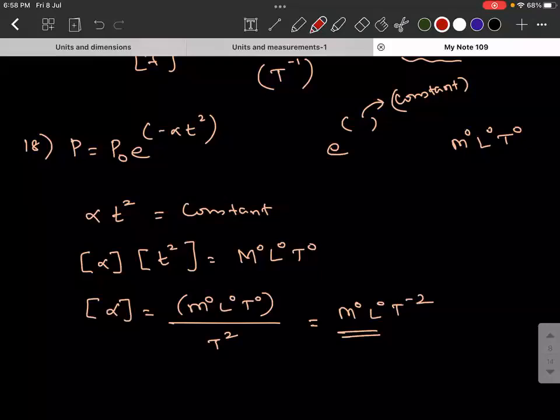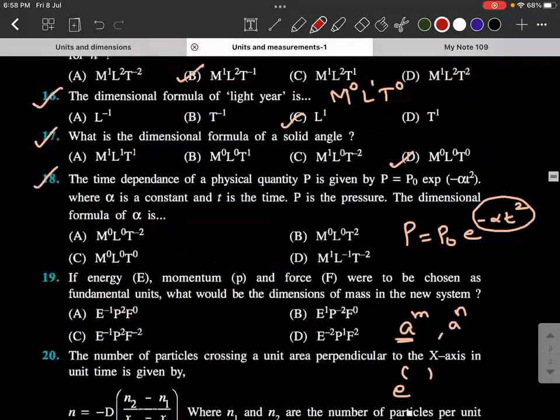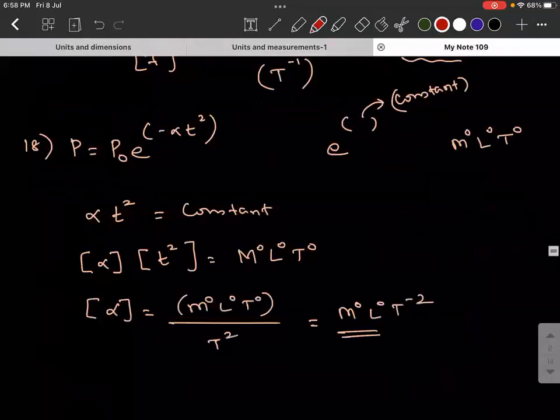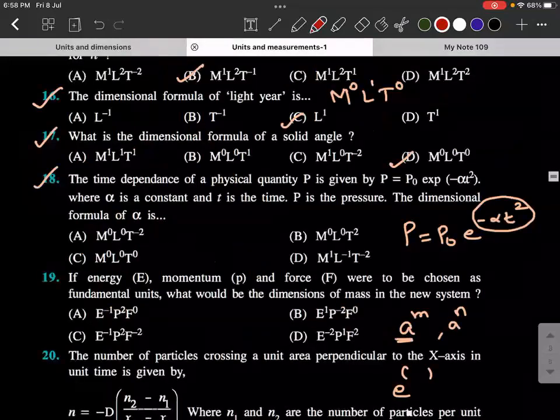Let's check if this is there. Is there an option M0 L0 T minus 2? Check which option satisfies. Is it clear? So please make a note of it.